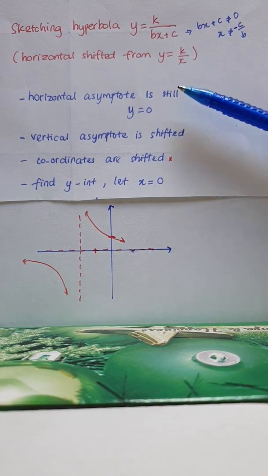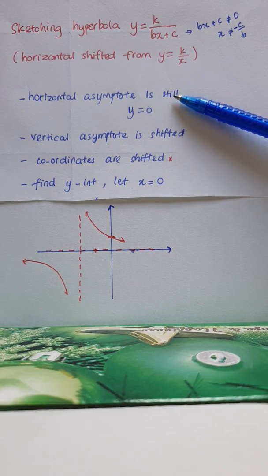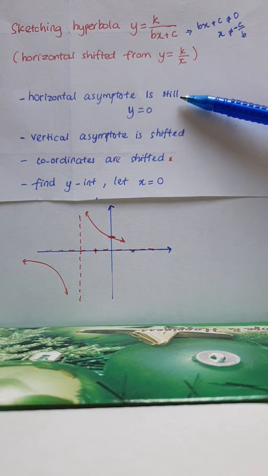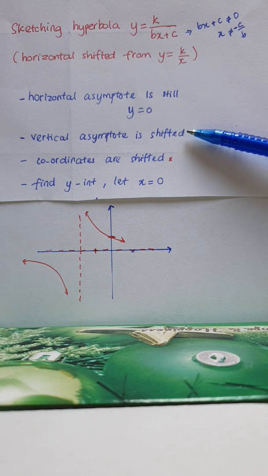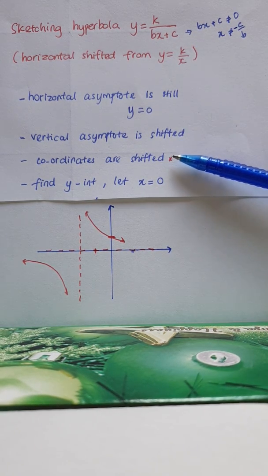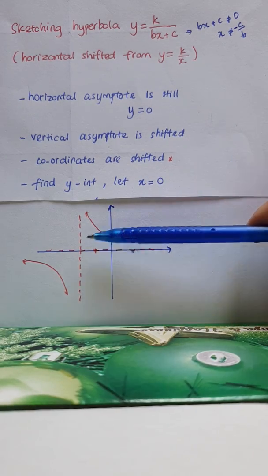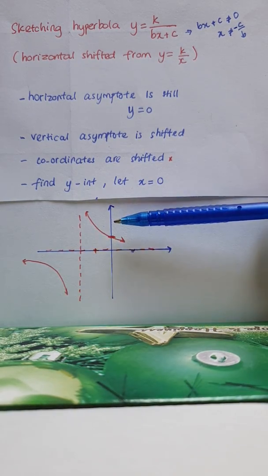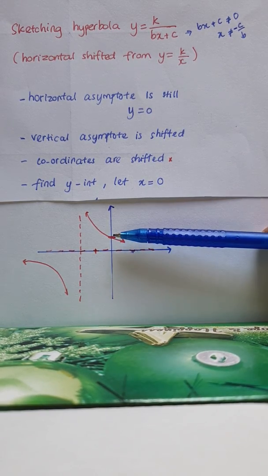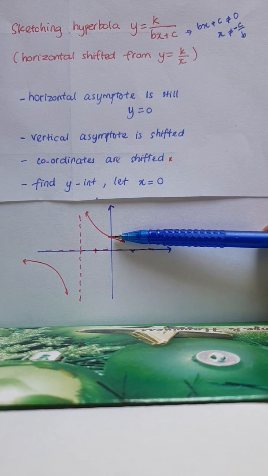hyperbola, just remember the horizontal asymptote is still the same. So let's look at our horizontal asymptote. If you shift it left or right, it's still the same, so it remains the same. The vertical asymptote is shifted. Where do we find it? By solving the denominator, make the denominator of this one become 0. And because the coordinates are shifted, then we don't need to point out these two special values to indicate our scale. We can do that easier by finding the y-intercept, because the hyperbola got shifted, it will cut the y-axis at some point, and if we can find the y-intercept, then we can indicate the scale for the y-axis already.